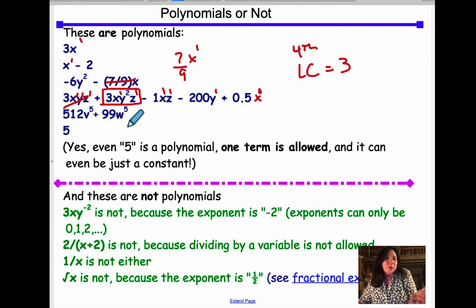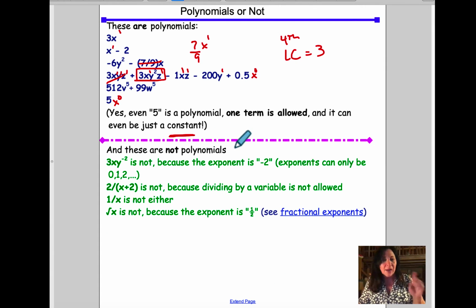For this one, they're both the same power, right? So it's a 5th degree, and I don't have a leading coefficient technically because they're both the same power. This is x to the 0 power, and that's 5. 5 is my leading coefficient. Still a polynomial. It's one term, and we just call that 5 a constant. And actually, this is a little definition for that.